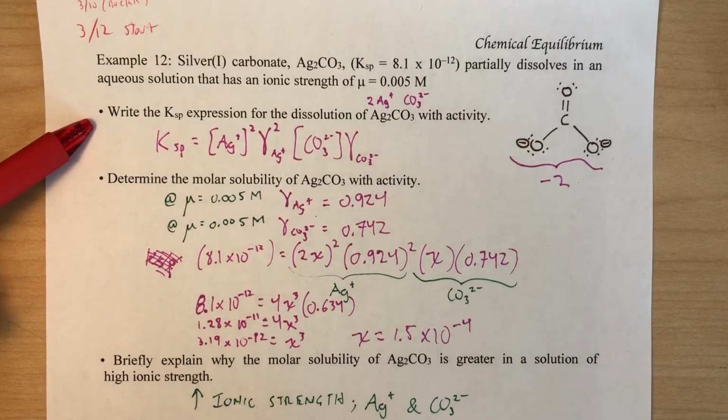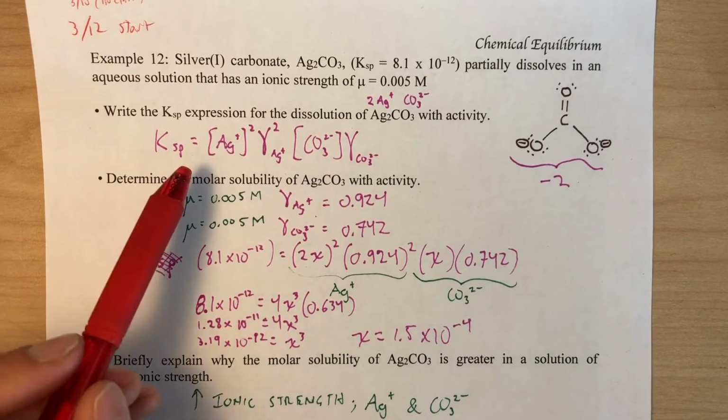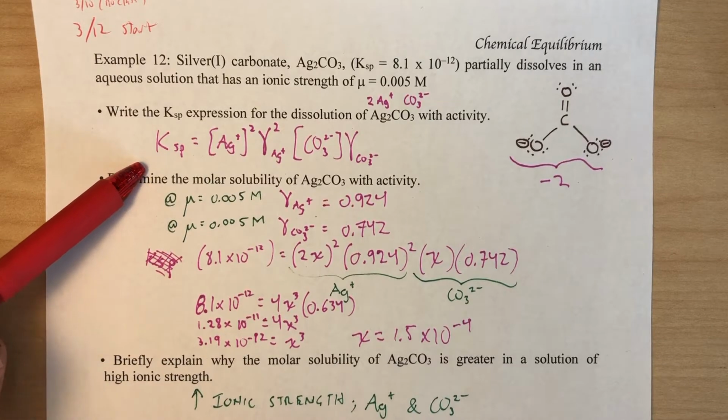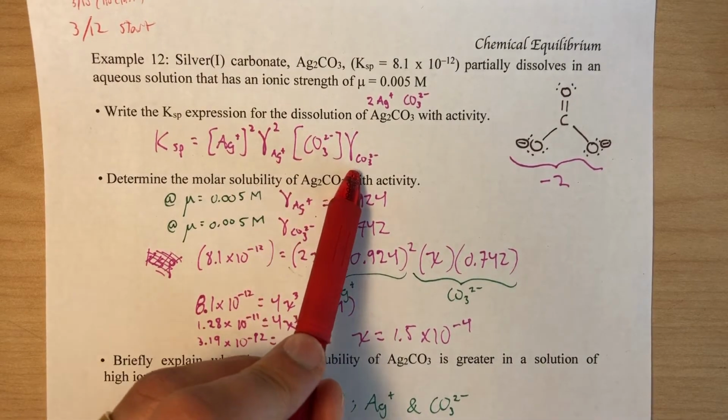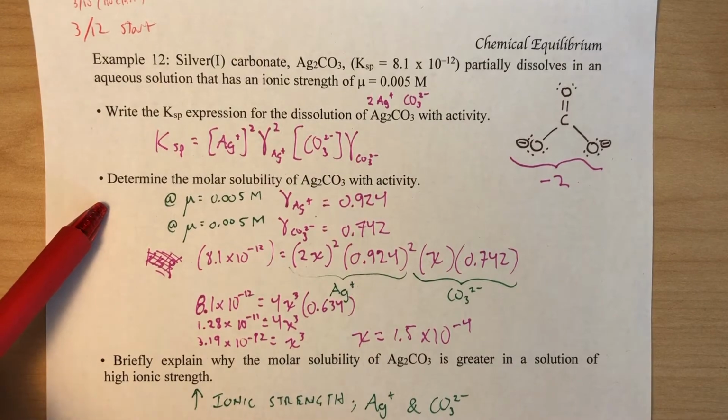So first, we're going to write the Ksp expression for the dissolution of silver carbonate with activity, and that's shown here. Ksp is equal to the concentration of silver squared times its gamma squared, multiplied by the product of the carbonate concentration and its activity coefficient. So determine the molar solubility of silver carbonate with activity.